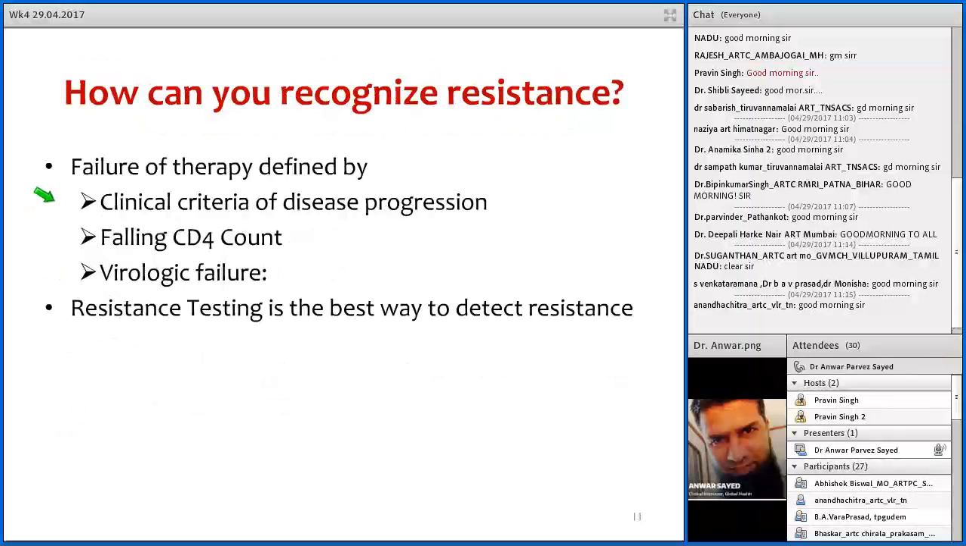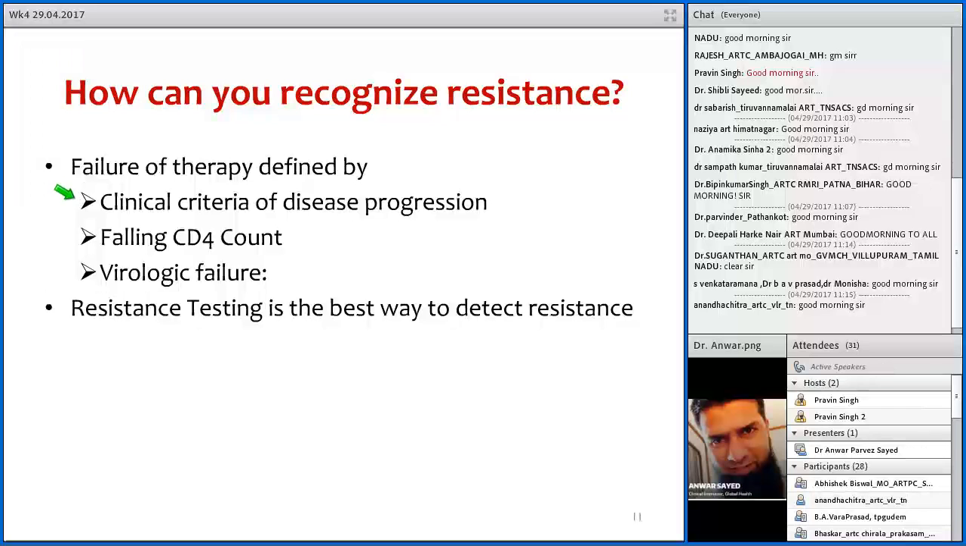Now, how can it be recognized? The best way is to detect the mutations. As we spoke about, if you want to see that a particular virus is resistant to these drugs, the best way is doing genotypic resistance testing, which is not available in the program, but it is available in the market.